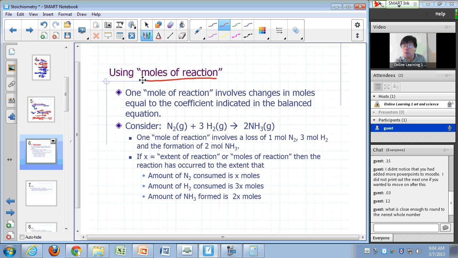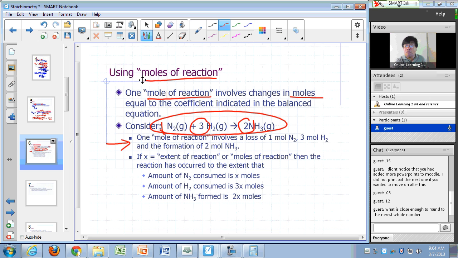A mole of reaction is defined as the extent of reaction where the changes in moles of your reactants and products correspond to the coefficients in the balanced equation. So let's say this is your balanced equation. I have a mole of this reaction if the change that I'm observing involves a loss of 1 mole of N2, a loss of 3 moles of H2, and a gain of 2 moles of NH3, formation of 2 moles of NH3.